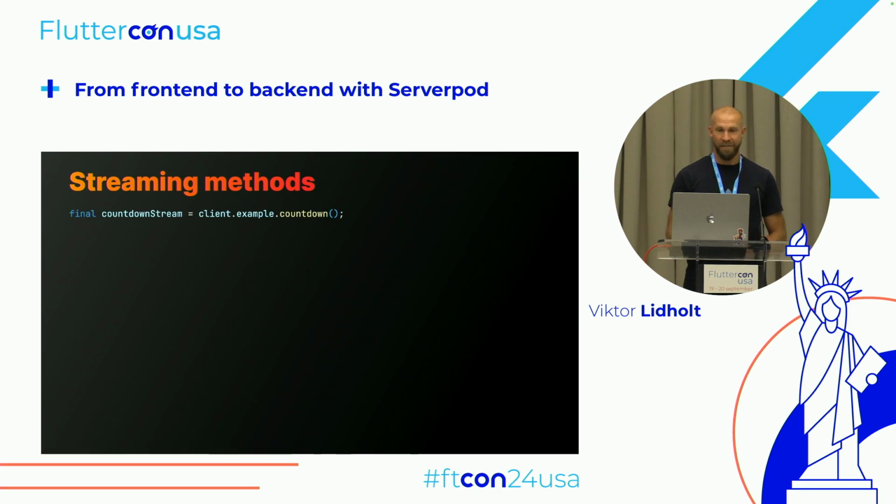So on the client side, you just get a client, the example endpoint, and the countdown method, and that will give us a stream. And then we can just use the await for construct to listen to that stream and get each value as they come. In this example, we're just printing them to the console, but you can obviously do whatever you want with that data. So that's how you do real-time communication with Serverpod. As you can see, it's super easy to get started with.